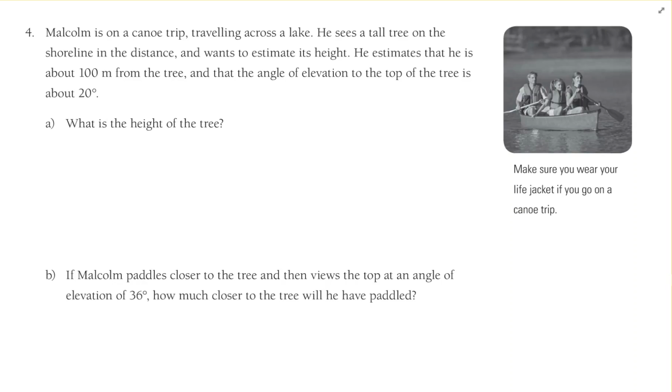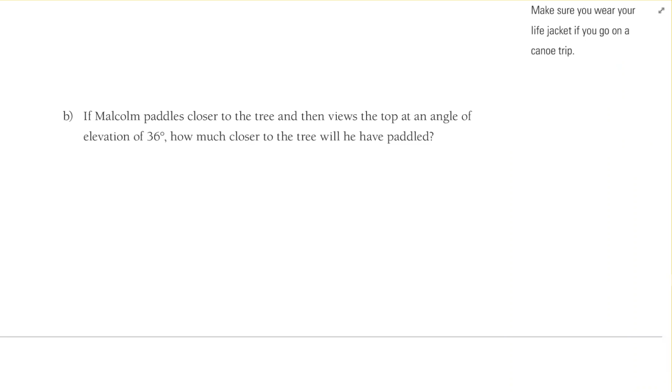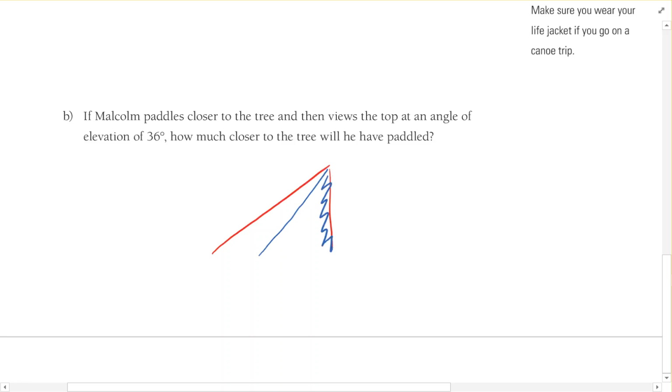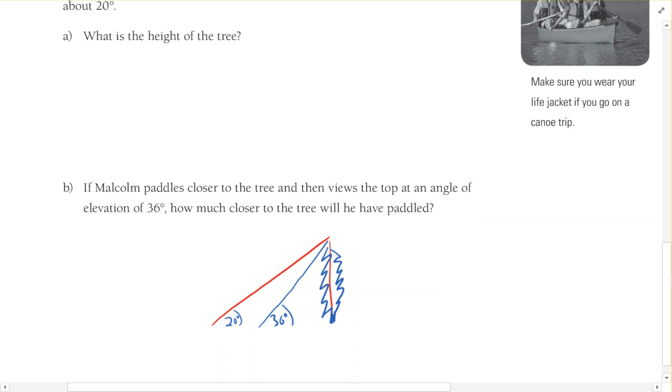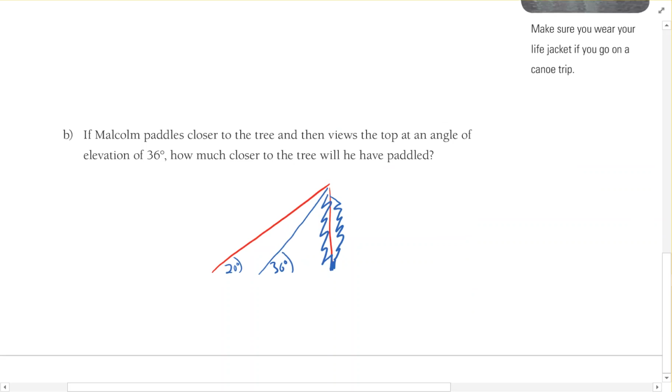Okay, and then the last one, 4B, says if Malcolm paddles closer to the tree and then views the top at an angle of elevation of 36 degrees, how much closer to the tree will he have paddled? So I want to make sure you know what it's talking about there. We've got the original angle of elevation to the tree. That's the tree on that side. Now he's paddled closer, so it's going to be something like this now. That's the general idea. So if this was my tree, right like that. It's a tree. Anyway, he's closer now. That's what they're talking about there. There's a different angle of elevation: 36 degrees now, when there was only 20 degrees on that one. So that's what they're getting at. Go ahead and answer 4B now.